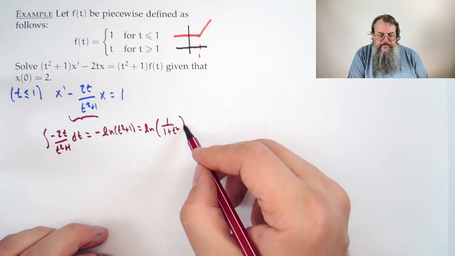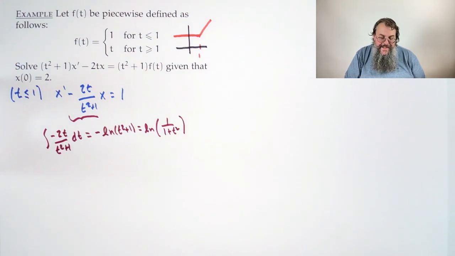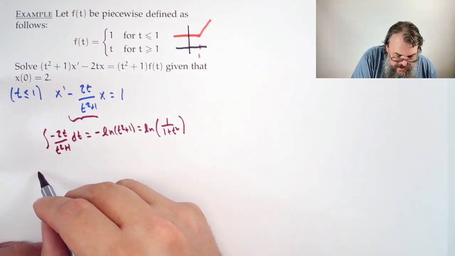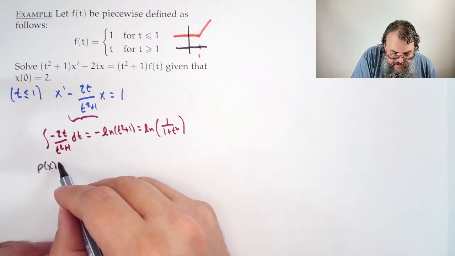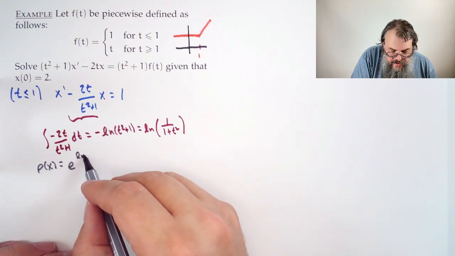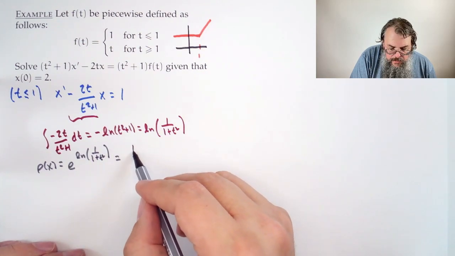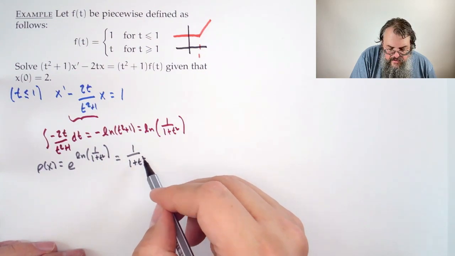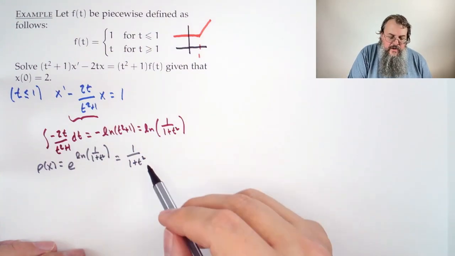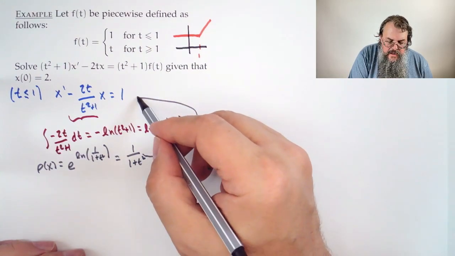All right. Good. Now, with that in place, our integrating factor, which is our rho of t, will be what? Well, our rho is going to be e to the natural log of 1 over 1 plus t squared, which will be 1 over 1 plus t squared. So that comes up to there.